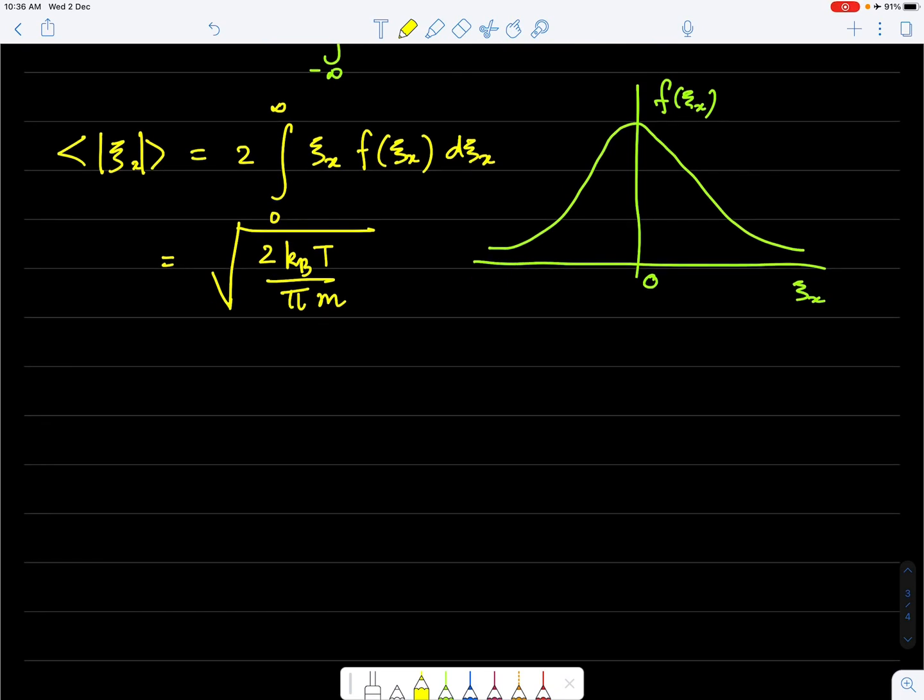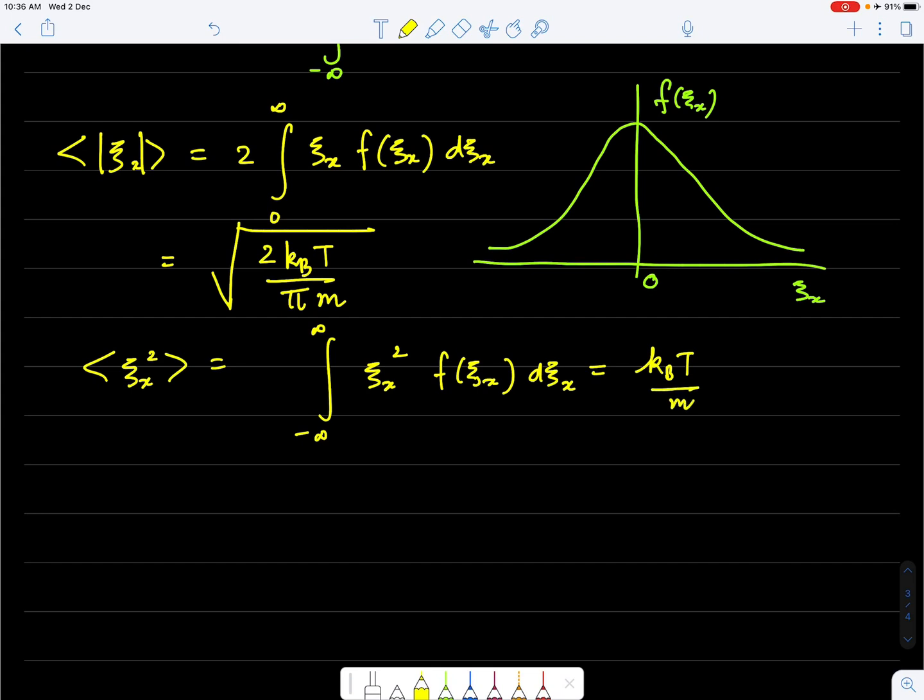And finally, the expected value of the velocity square will be the integral from minus infinity to infinity of ξx square f(ξx) dξx, and this is also an integral that we have already looked at in the first few segments of this lecture. This will come out to be kBT by m.